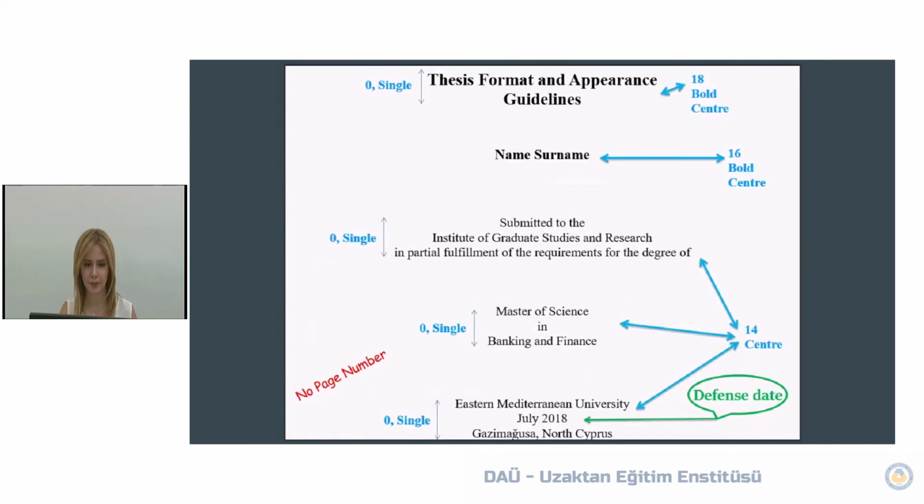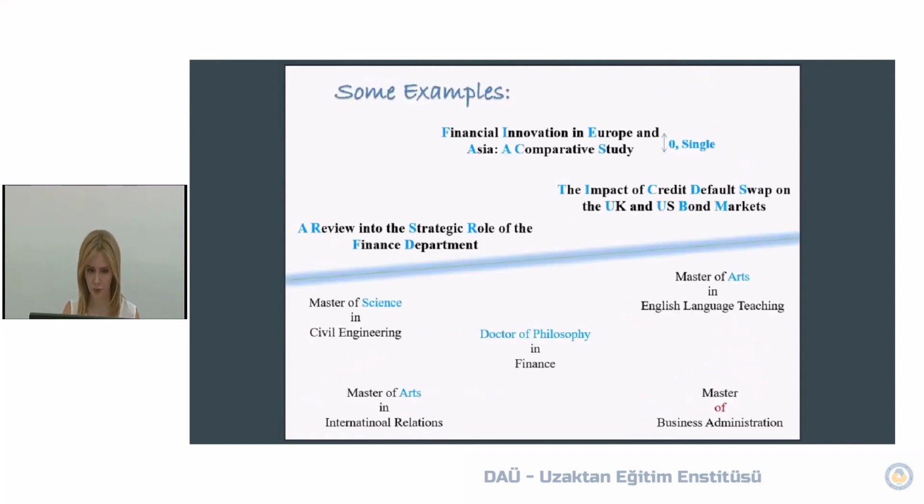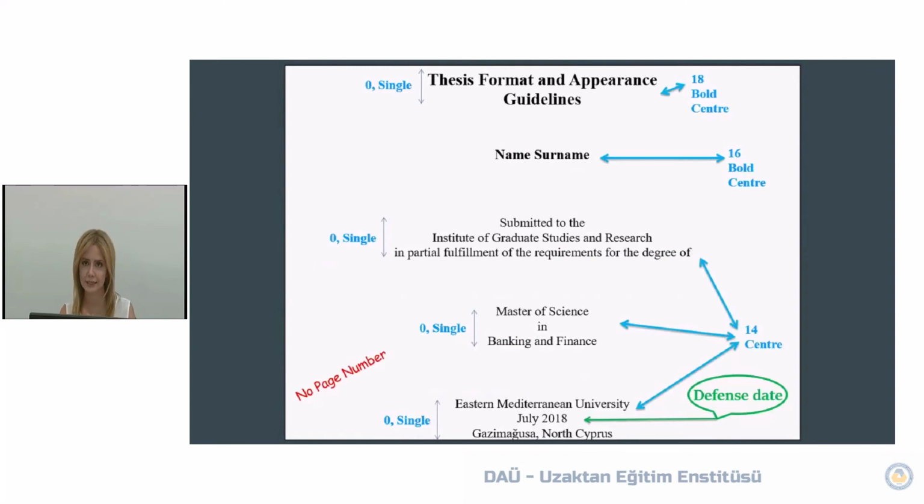So after using the templates, your cover page must look like this. On top we have the title of the thesis. If you are using the templates, the line spacing, which should be 0 and single, is already modified for you. Also the font size is 18, bold and center. If you're using a template, you don't have any problem regarding line spacing and 18, bold and center, because it's pre-formatted for you. You should write your name and surname in 16, bold and center. Again, by using the template, there is no problem regarding that.